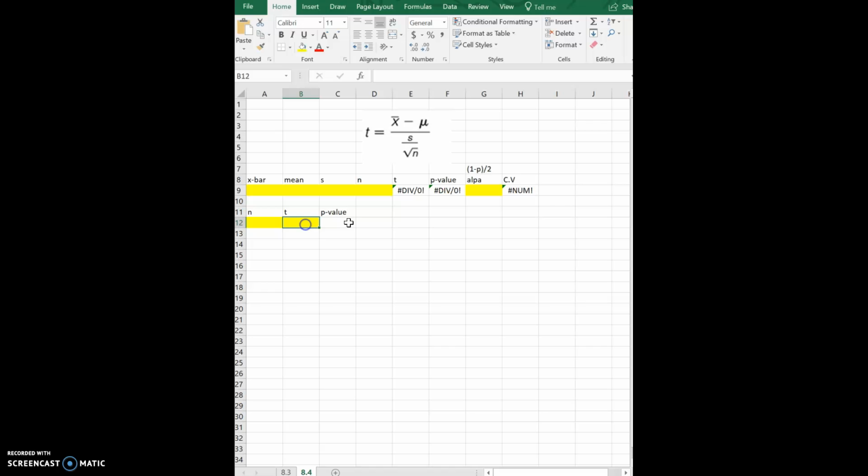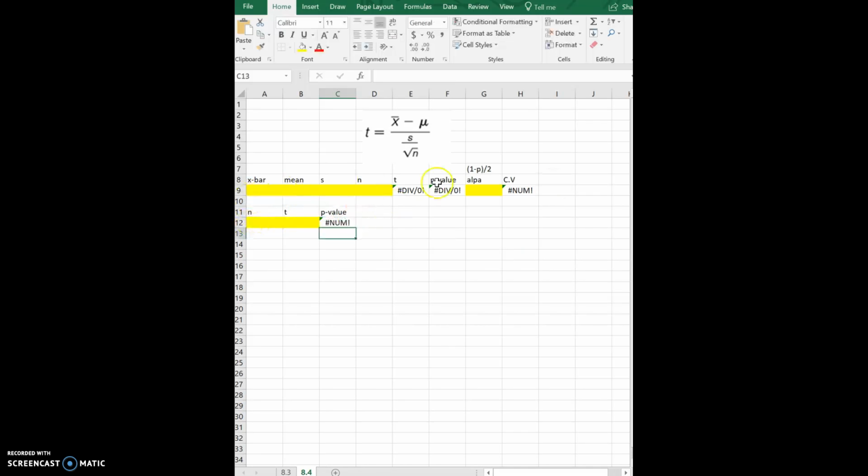So t, n and t, again, you're going to be given those values for problems like this. And then it's going to be equals 1 minus t dot dist. Remember, this is because Excel always calculates from the left to right. So if you want something on the right, then you need to have this. So x, comma, degrees of freedom, which is n minus 1, true.